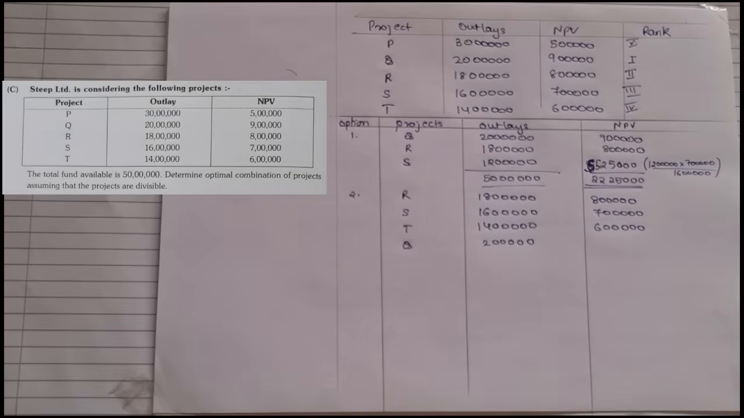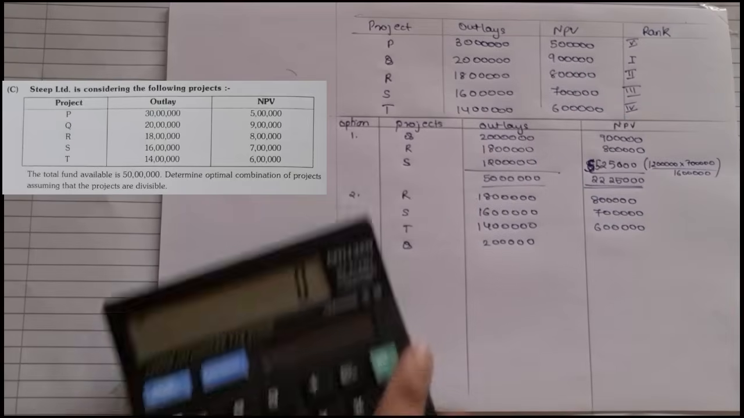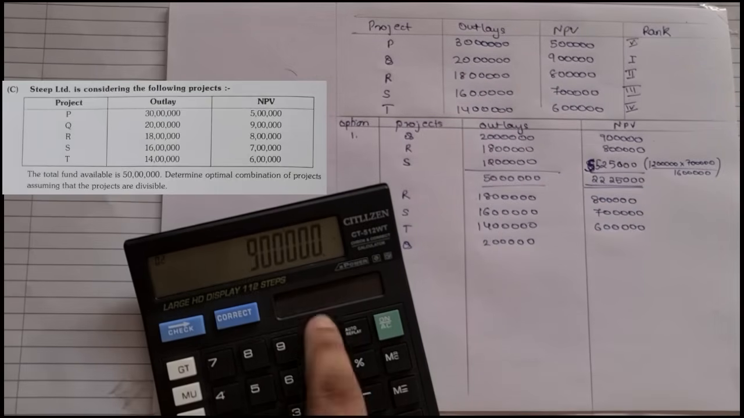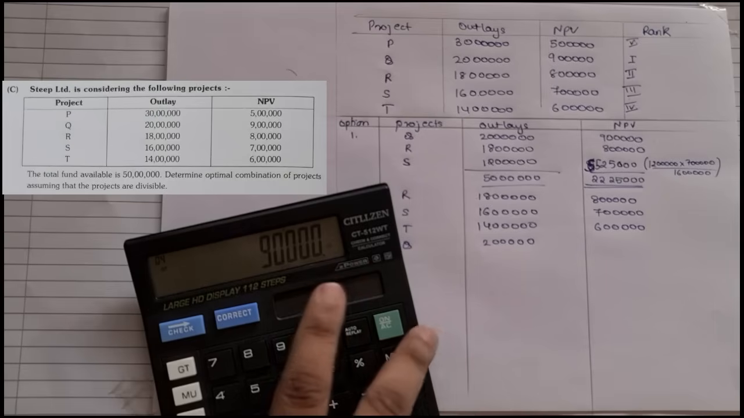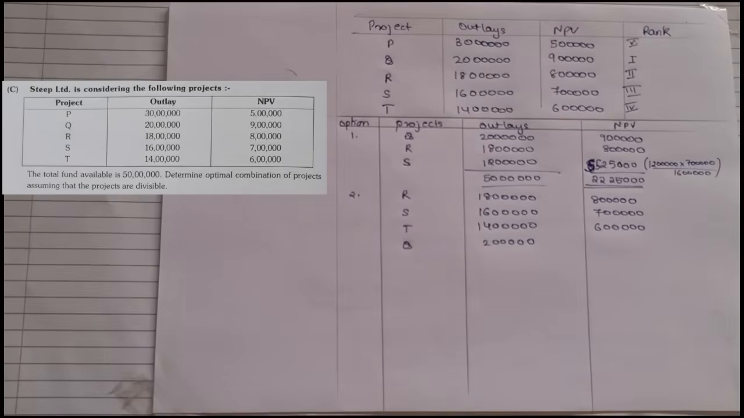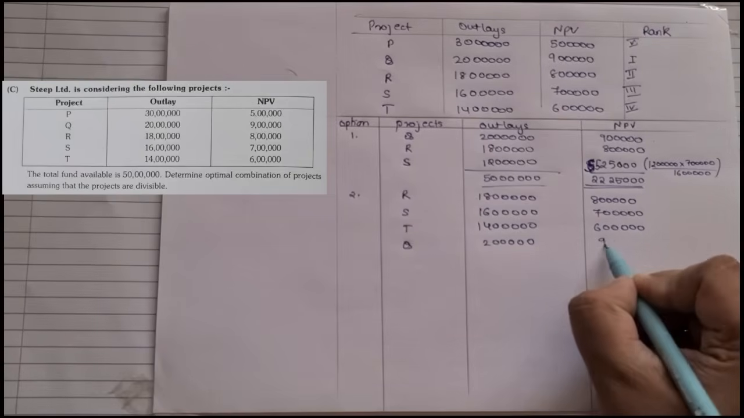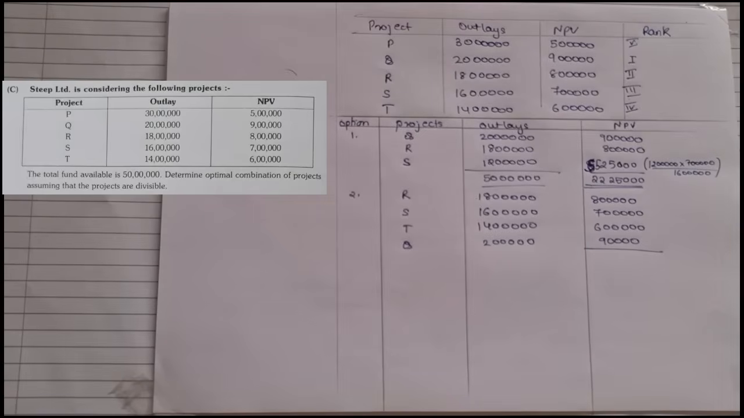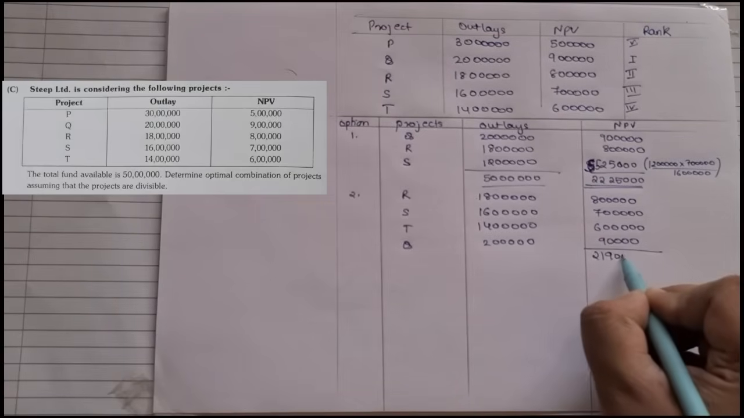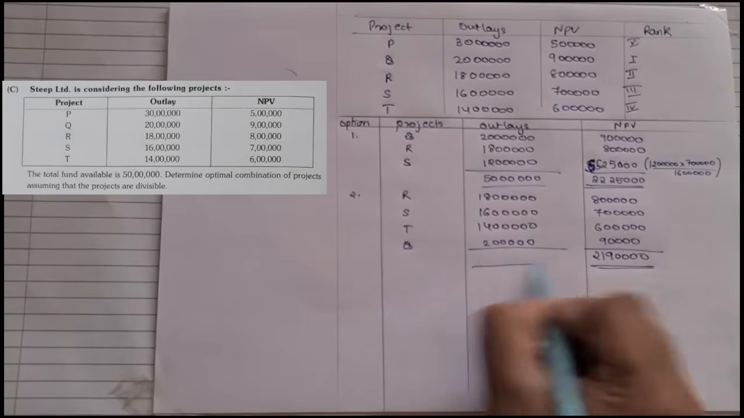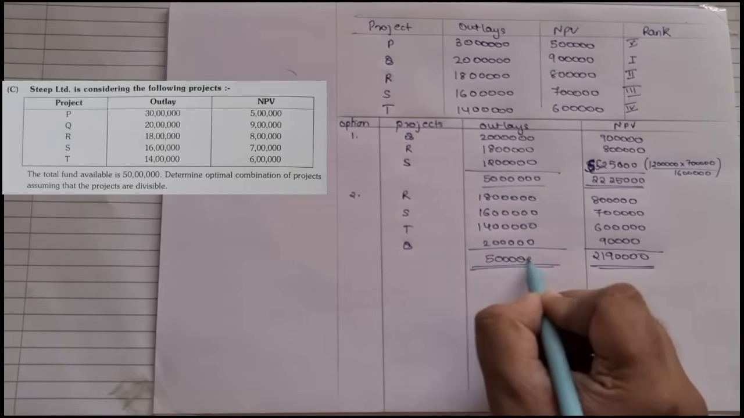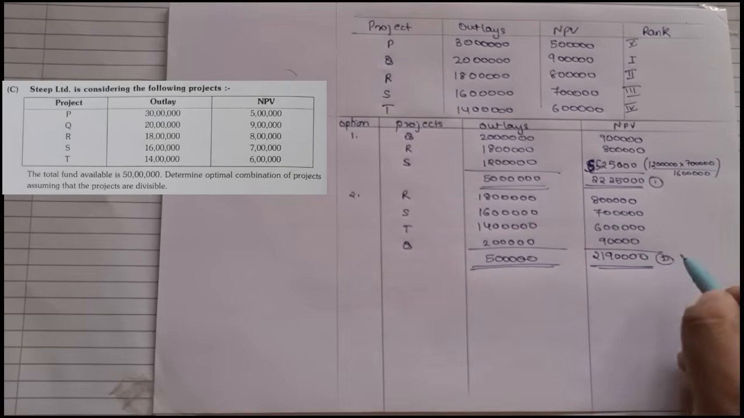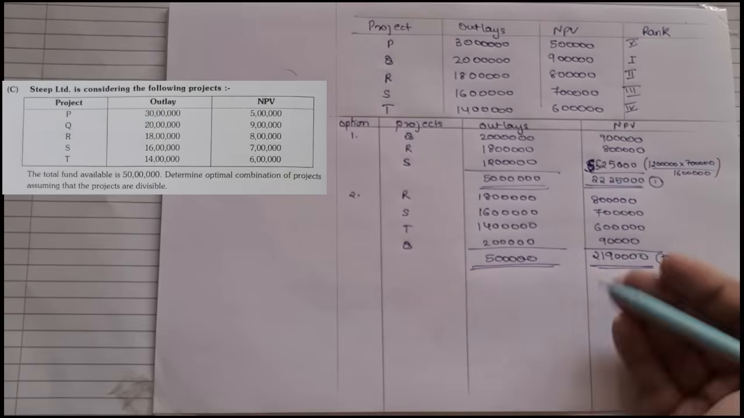So for 20, if it is 9 lakhs, for 2 lakhs it is how much? Cross multiply. It will be 2 lakh into 9 lakh divided by 20 lakh, which comes to 90,000. When I add up, it will become 21 lakh 90,000. This is total 50 lakhs. Remember, this is my second option. The first option was 22 lakh 25,000. This is 21, this is lesser.